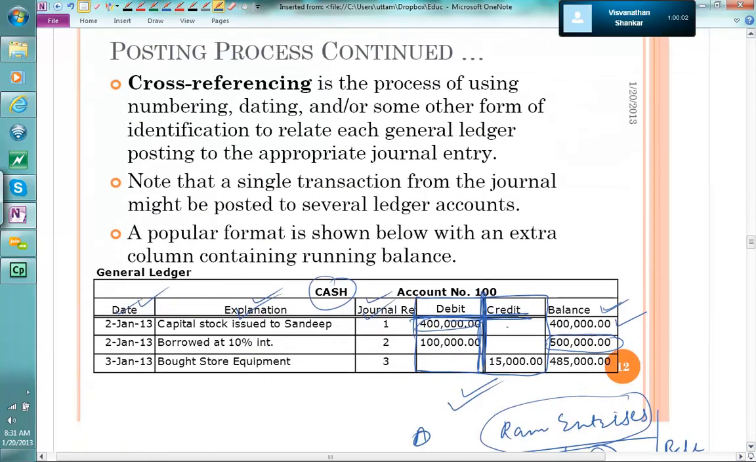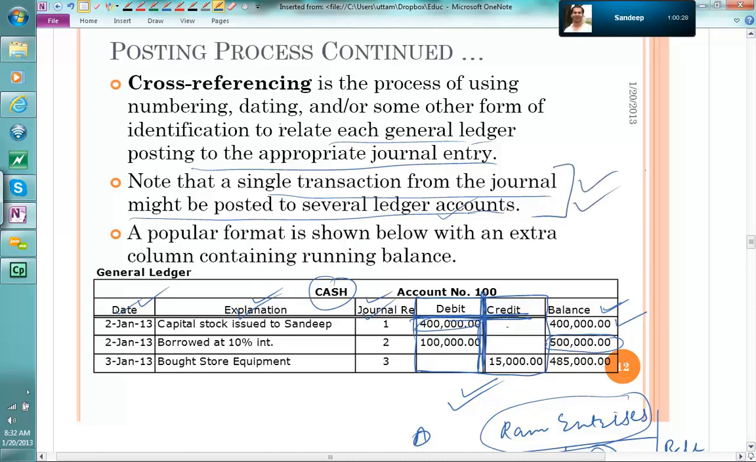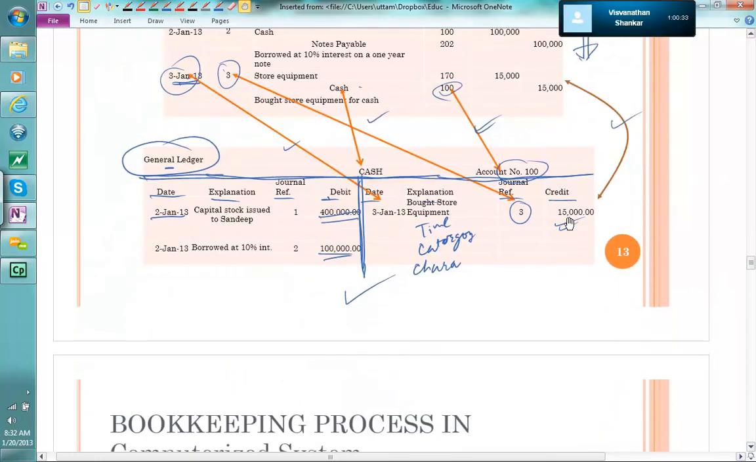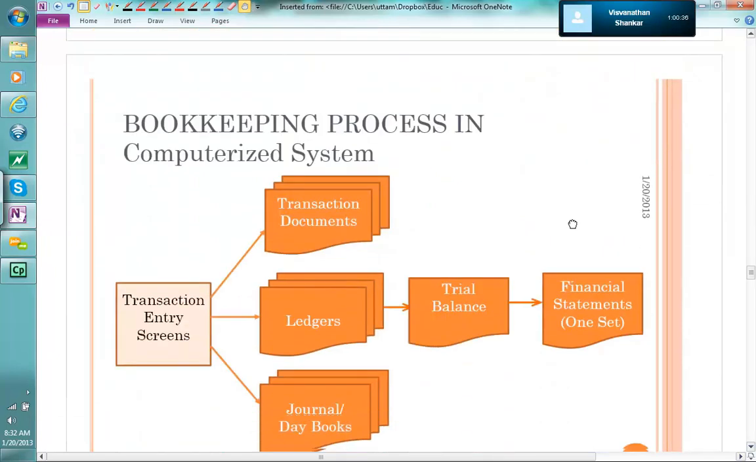So we already talked about cross referencing. Cross referencing is the process of using numbering, dating, and some other form of identification to relate each general ledger posting to the appropriate journal entry. A single transaction from the journal might be posted to several ledger accounts. Minimum it will be posted to 2 accounts, but it can be more than 4, more than 10, anything, depending on how complex the transaction is. And this is the popular format we talked about. We already covered this.